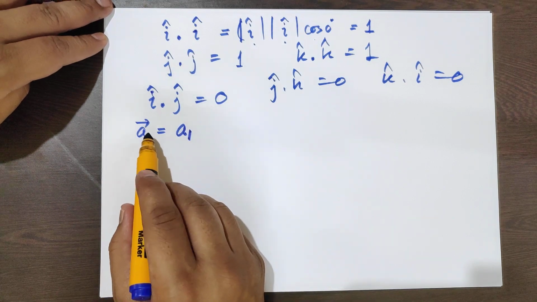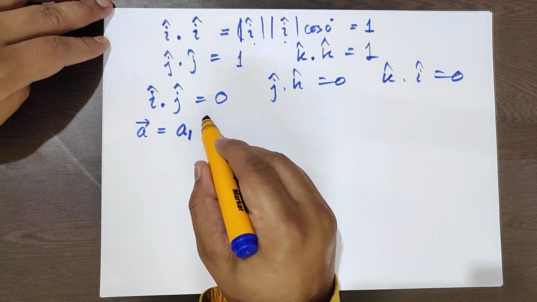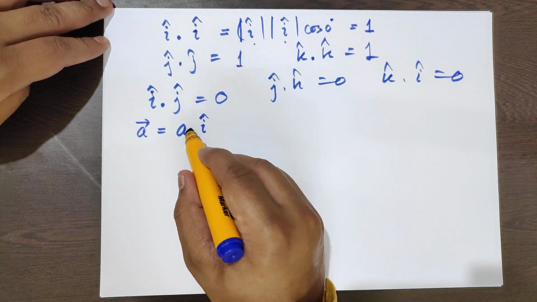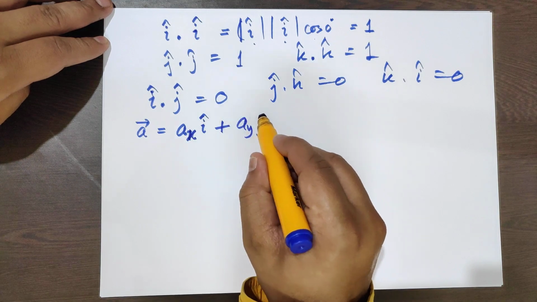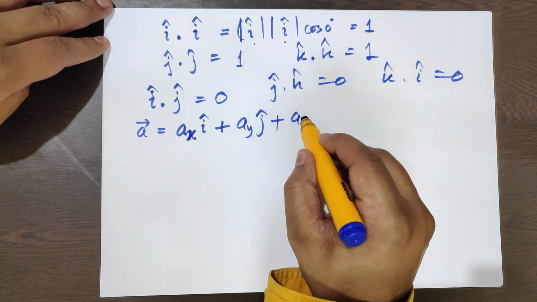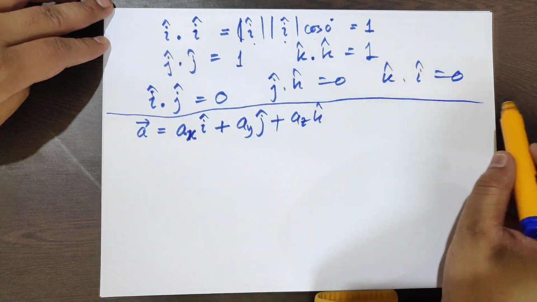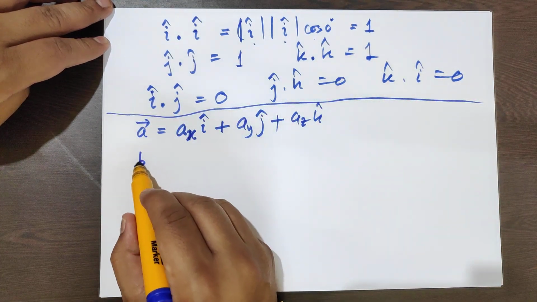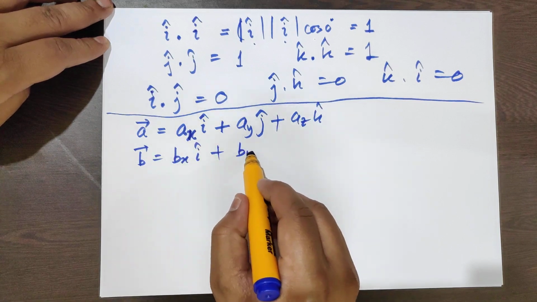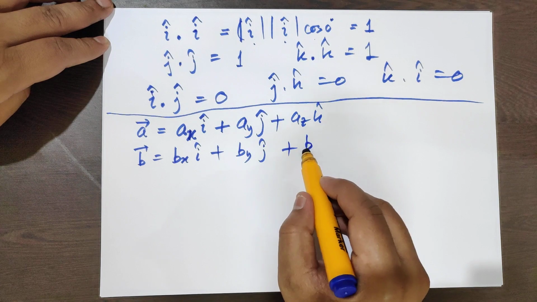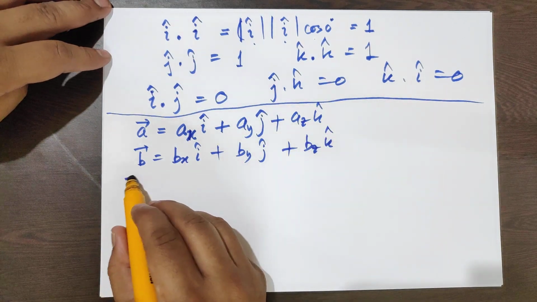So following the distributive law, if you expand, suppose a vector is generally written as ax i cap plus ay j cap plus az k cap. Now say the b vector is bx i cap plus by j cap plus bz k cap. So what will be a dot b?